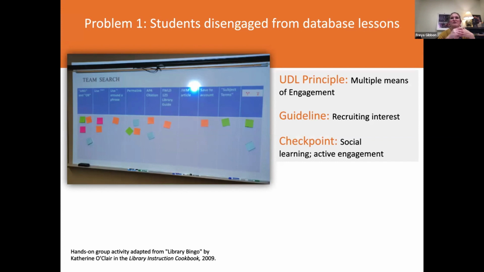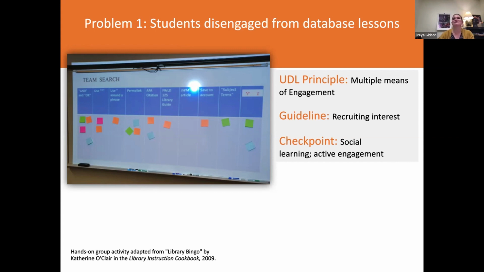So problem number one that I'm going to use a UDL principle to solve is I'm observing that students are often disengaged from database lessons. If I'm teaching just a standard lesson, I've been asked to come into the classroom, they need to know how to use our discovery service so that they can access peer-reviewed articles, the very bread and butter of library teaching. And I'm activating that first UDL principle, the multiple means of engagement.